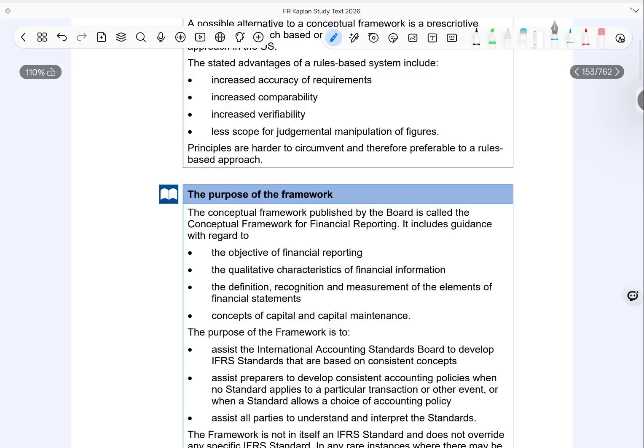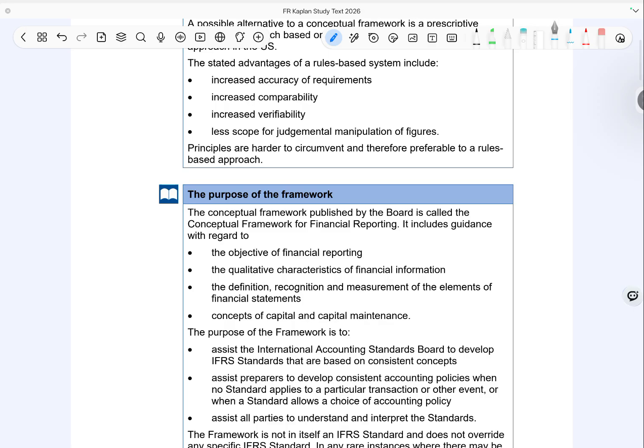Although the rules based systems have advantages, the IASB believes that principle based standards are better. Why? Because some clever companies can sometimes find loopholes in detailed rules. If the rules don't specifically prohibit something, they may exploit it. So, principles are much harder to manipulate because they focus on the true substance of a transaction rather than just ticking boxes.